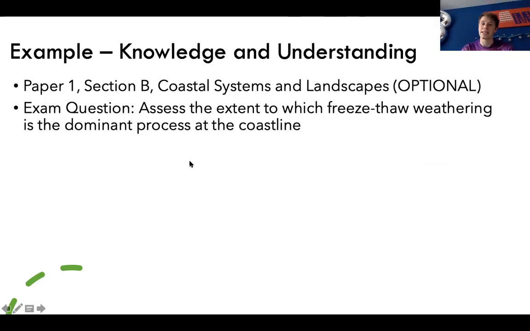This time I've taken it from coastal systems and landscapes. The question here is: assess the extent to which freeze-thaw weathering is the dominant process at the coastline. So now you should be thinking of all your different processes: marine erosion, weathering and mass movement, physical weathering, biological weathering, chemical weathering, and thinking about all of them and using what you've learned in your lessons to assess this.